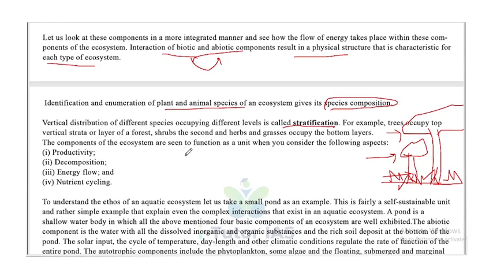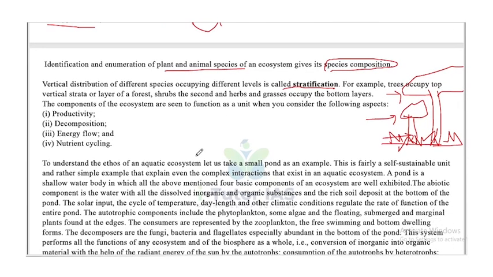The components of an ecosystem are seen to function as a unit when you consider the following aspects: first, productivity; second, decomposition; third, energy flow; and fourth, nutrient cycling.